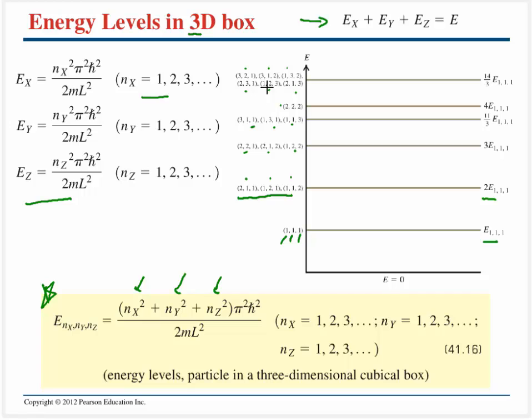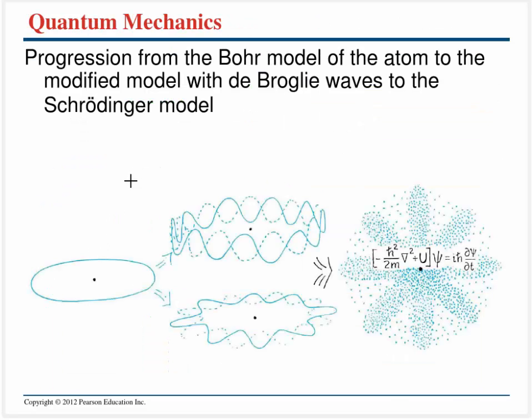And as you can imagine, it gets more and more complicated as we get to higher values of n. One thing to keep in mind is we could get rid of this degeneracy by setting Lx not equal to Ly not equal to Lz. This will get rid of this degeneracy. But that's an even more complicated problem, so let's not go there.